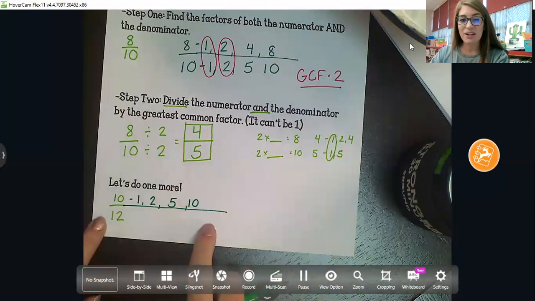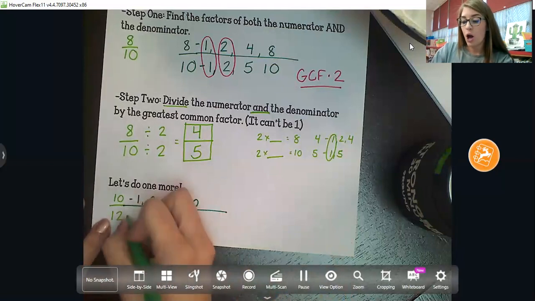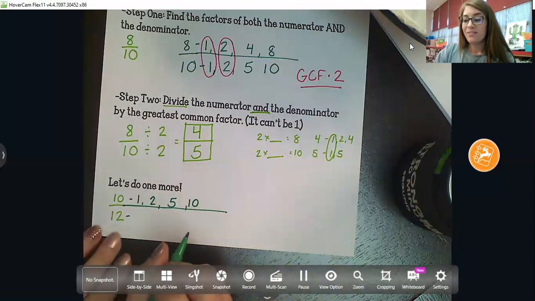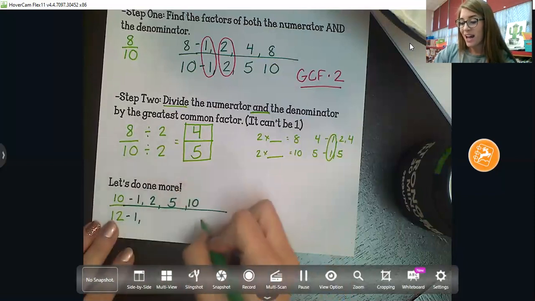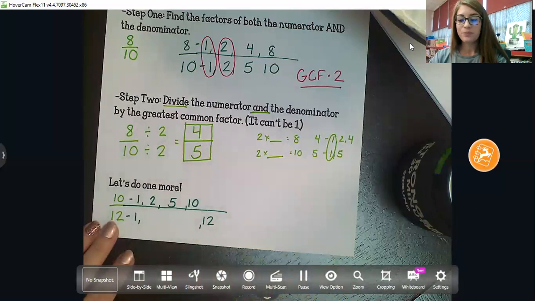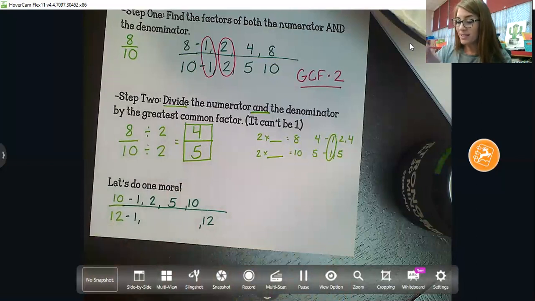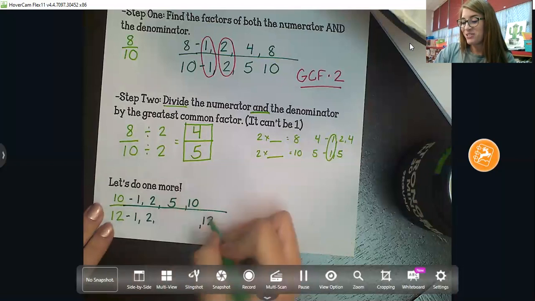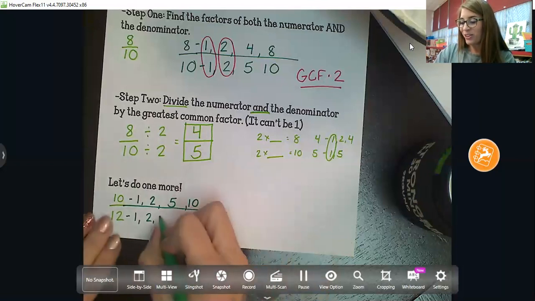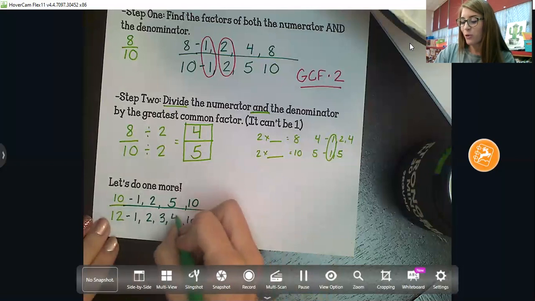So now we've got to find our factors of 12. Okay, so what is our first factor of 12? Our first factor pair we can always think of. Very good. 1 times 12. Then what do we have? Yes, 2 times 6. And then we have one more. We've got one more. Very good. 3 times 4.